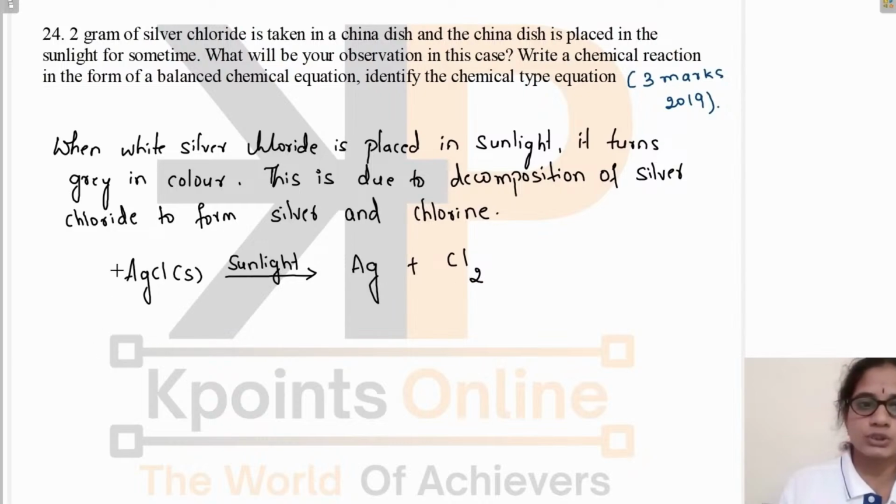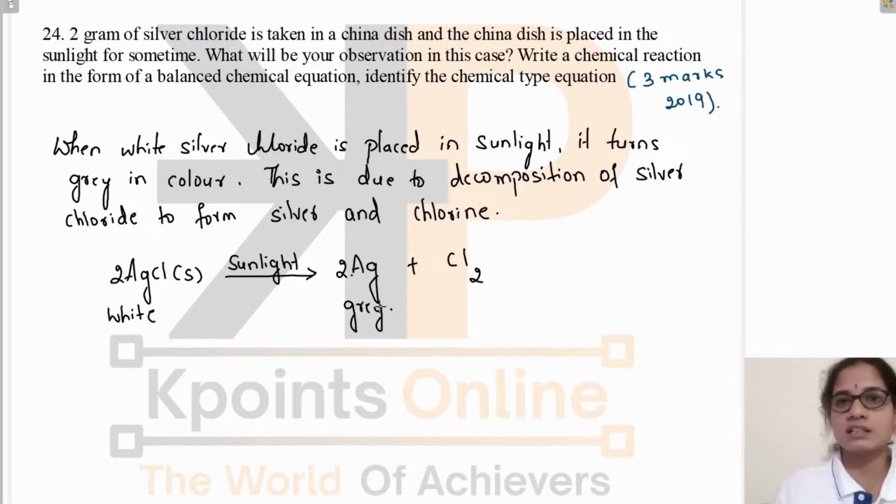Okay, balance the equation. The white color silver chloride is turned into gray color silver. This is the color change that we observe here. Okay, what will be your observation means we should mention the color change here, and we should also say why this color change has happened. Write a chemical reaction in the form of a balanced chemical equation. We have written that. Yes, identify the type of chemical reaction.